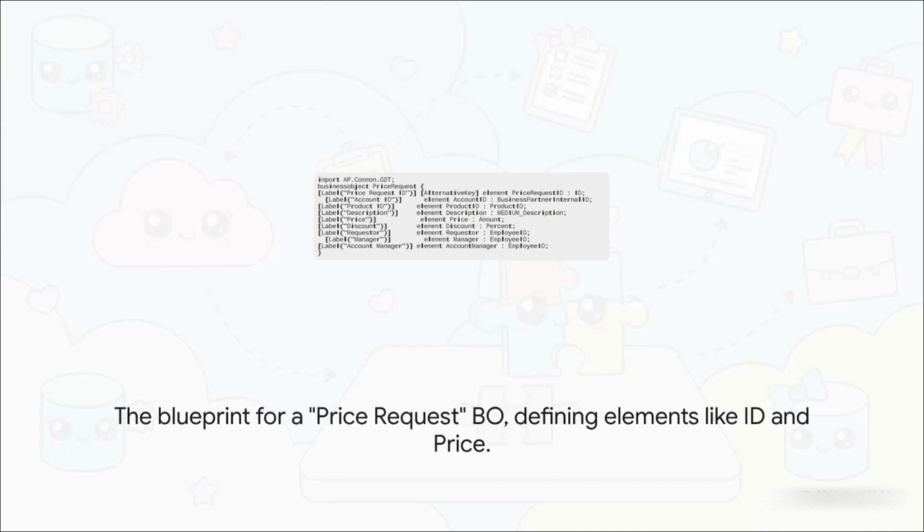And here's what that actually looks like in practice. Now, don't worry about reading all the code. That's not the point. Just get the idea. See how this blueprint for a price request lays out all the essential pieces. There's an ID, a price, a description, and hey, look, it even specifies the people who need to be involved, like a manager. This is how you bake your business rules right into the core of the system.